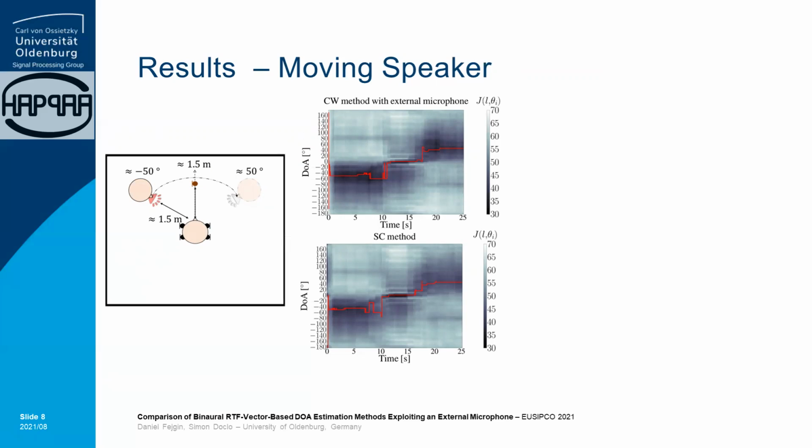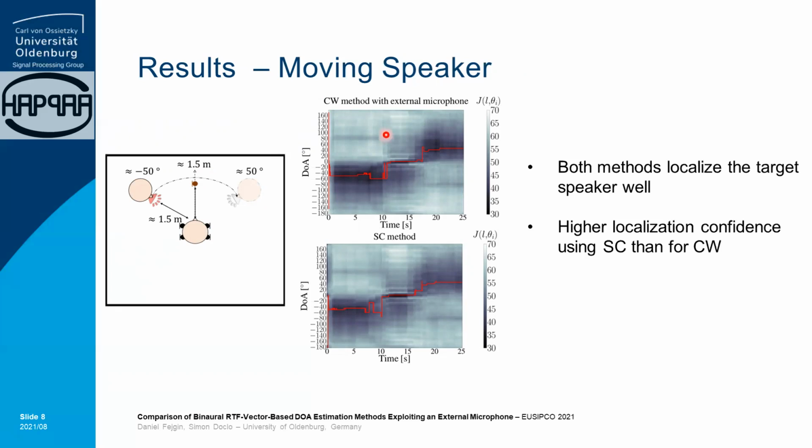On observing these results, we see, first of all, that for this trajectory, both estimation methods localize the target similarly well. So both are able to track the speaker. But we also see, when we have a look at this region of relatively low cost function values around the estimate, that this region is more confined for the spatial coherence estimate than for the covariance widening case, which leads to the conclusion that at least for this scenario, the localization confidence is higher when using the spatial coherence method than when using the covariance widening method.